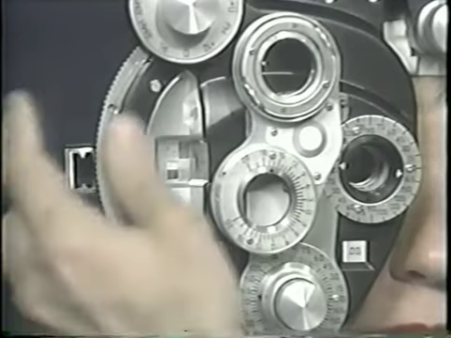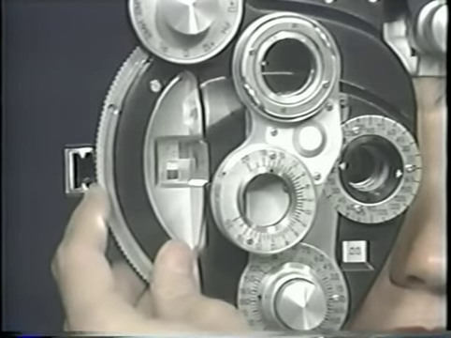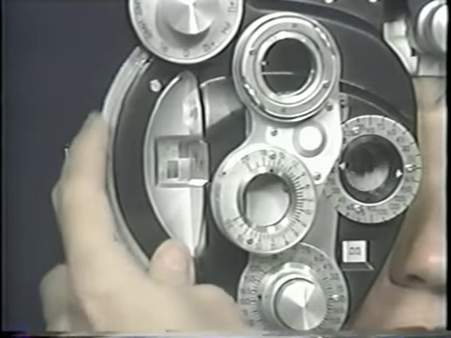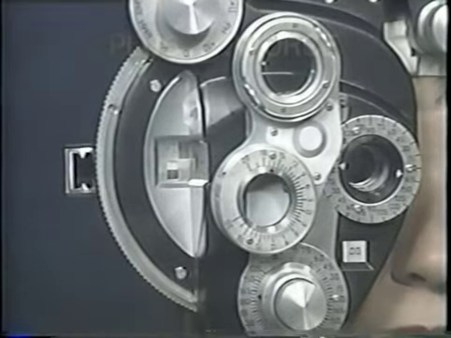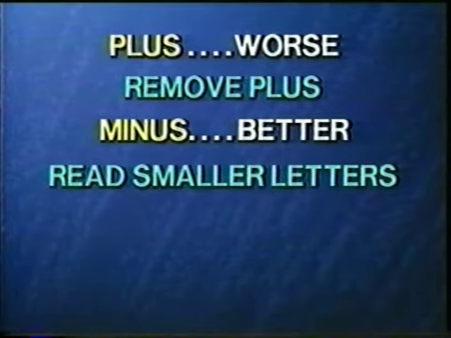T-Z-V-E-O-L. Fine. Now, is this still better or just smaller and darker? Ready? There. Just smaller and darker. Good. The first change in the plus direction made vision worse, so the plus change was removed. The first change in the minus direction made the vision better, as documented by the patient's reading smaller letters.